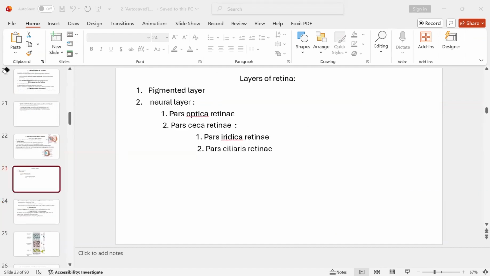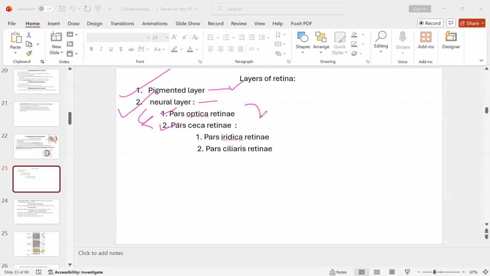Before starting the process for the development of retina, let's talk about the layers of the retina first. As I mentioned in the first lecture, the retina is divided into two layers: number 1 the pigmented layer, and number 2 the neural layer. The pigmented layer is the outermost layer of the retina, and the neural layer is the innermost layer of the retina. The neural layer is composed of two components: number 1 pars optica retini, and number 2 pars ceca retini.